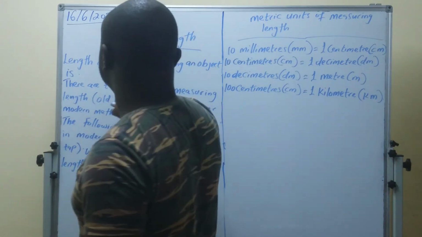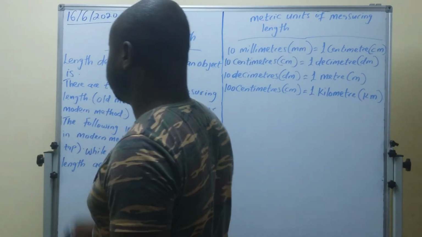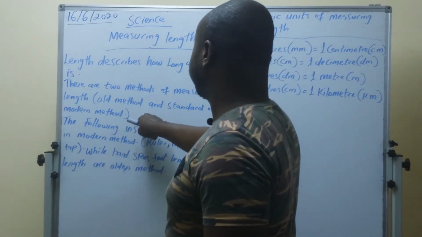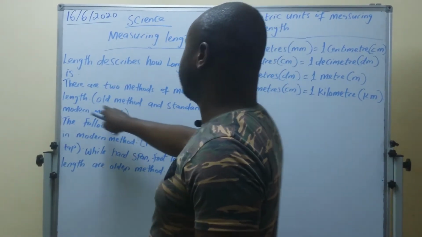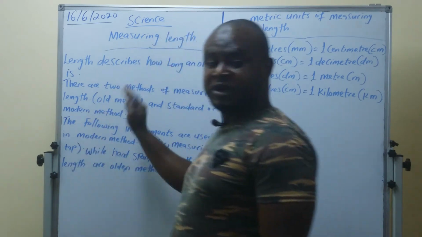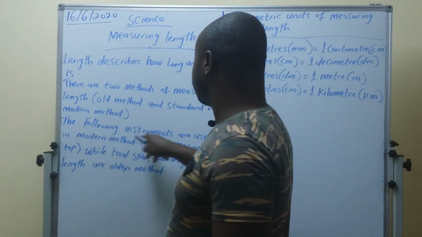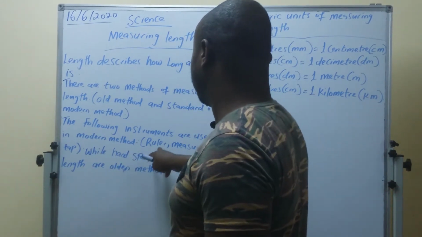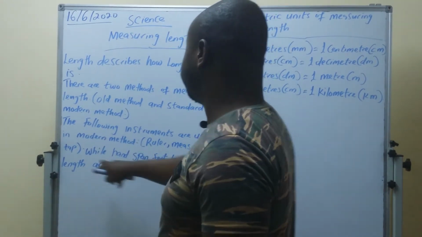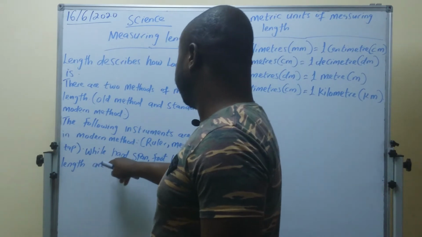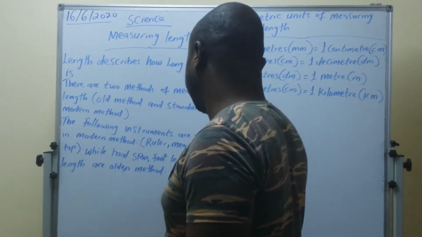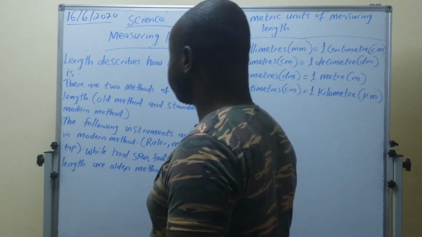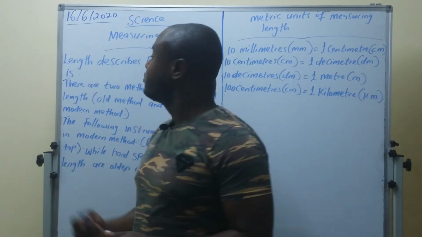Now, there are two methods of measuring length. We have two ways of measuring length: old method and standard or modern method. Let me finish before I explain. The following instruments are used: ruler, measuring tape, yard, hand span, foot length, arm length, holding method. Now, let me explain.